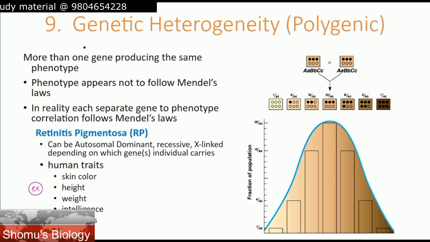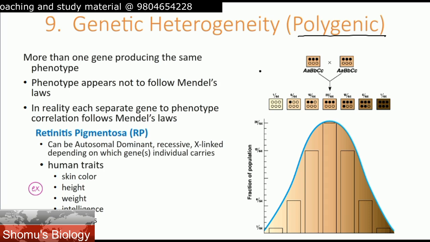Now the term is genetic heterogeneity or polygenic inheritance. There are two different terms, allelic heterogeneity and genetic heterogeneity. Allelic heterogeneity we have seen earlier, the human blood type, where there is one gene but different versions of the allele, different versions of that gene, that means multiple alleles, and the combination of different alleles results in different phenotypes. That was the idea of multiple alleles.